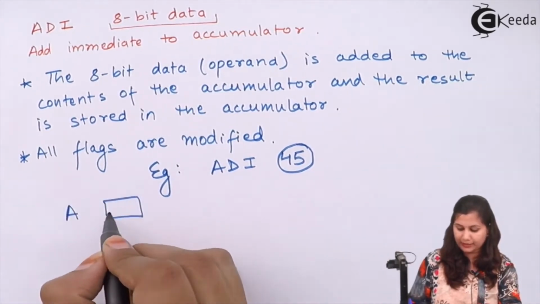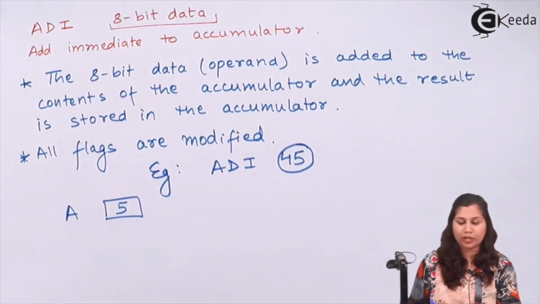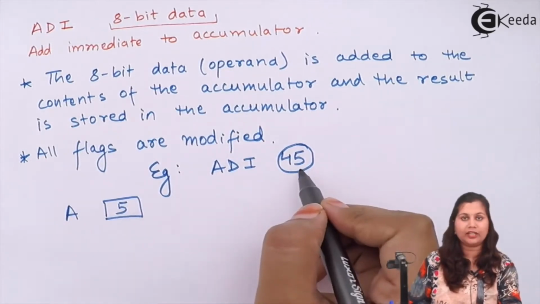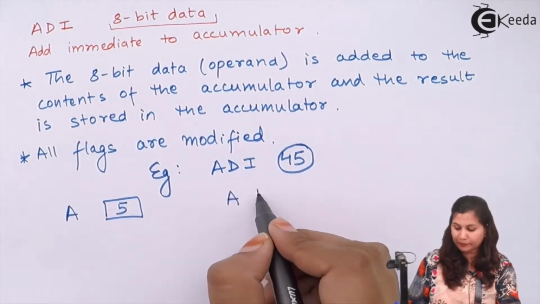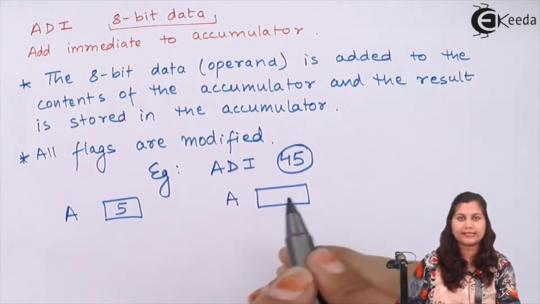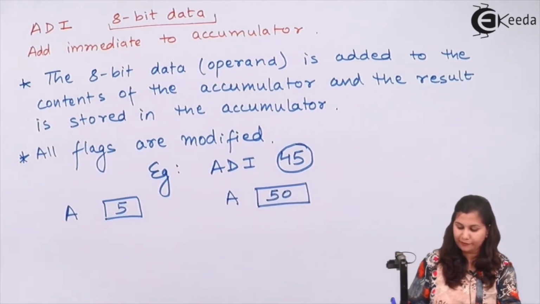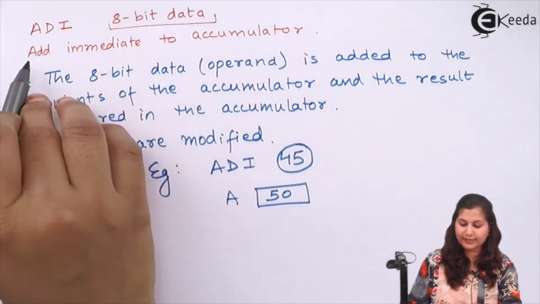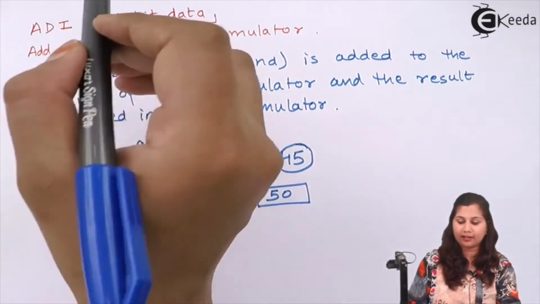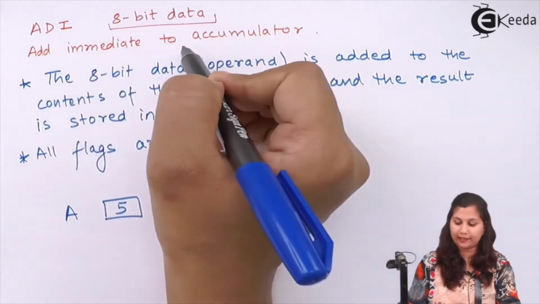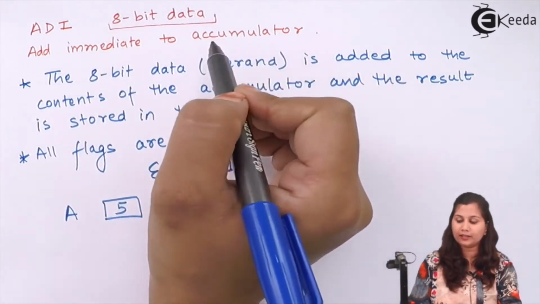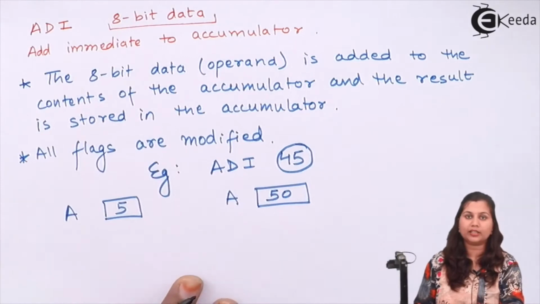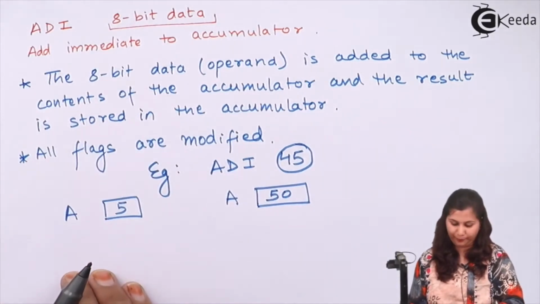Suppose the accumulator has 5 here. So this 5 and 45 are going to add up, and the result will be stored in the accumulator itself. So it will be 50. In this way, this instruction works: it adds the immediate data given in the instruction itself to the accumulator, and the result is stored in the accumulator itself.